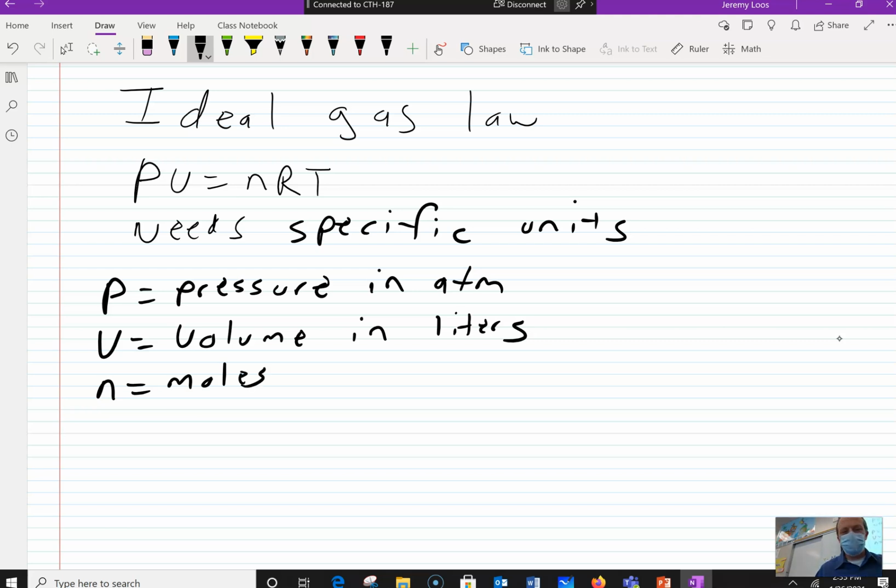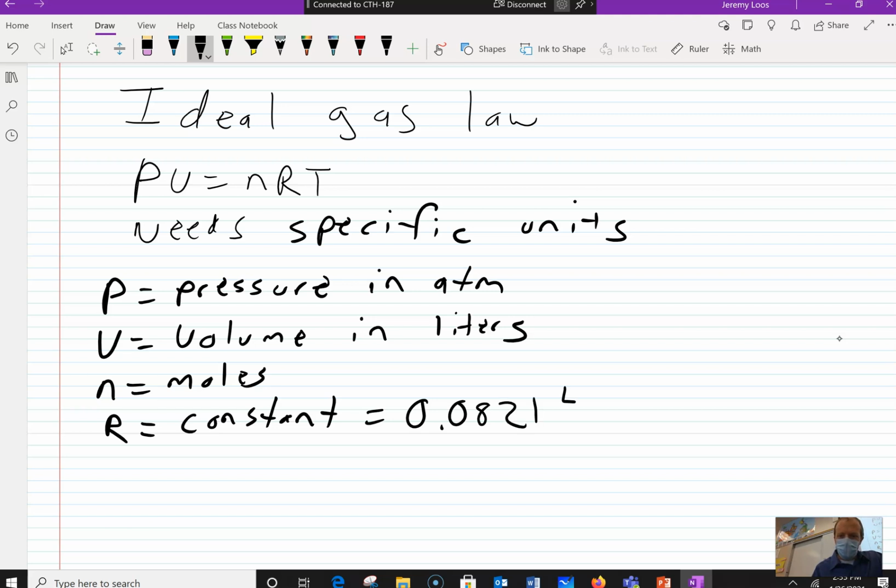N is moles. R is a constant. If you're not familiar with constants in mathematical equations, it's just like a magic number that makes this thing work. So R, you never have to be told. It doesn't have to be given to you in the problem. It's one of the things you get on the back of the periodic table, and it is 0.0821.